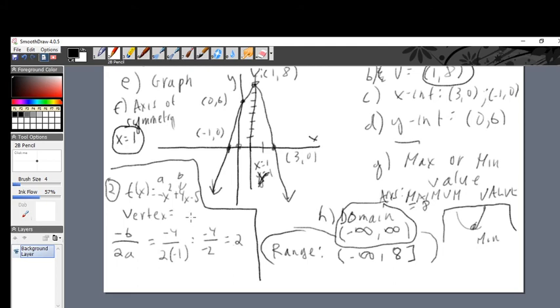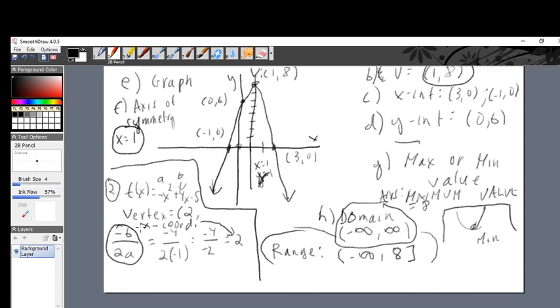What does this formula give me? It gives me the x coordinate of the vertex. So the x coordinate of the vertex is 2.